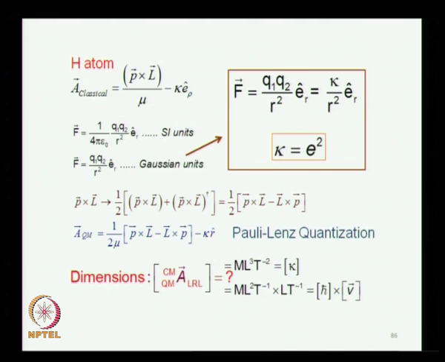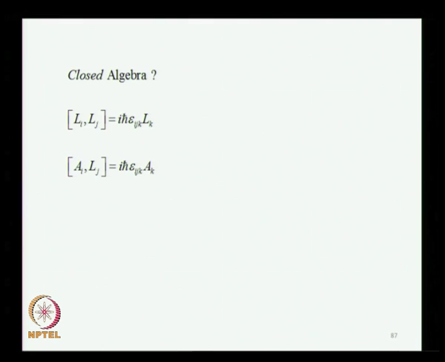So you all must keep track of that, because you will see different things in different books. It is basically the product of the angular momentum multiplied by linear momentum or linear momentum per unit mass, depending on which text you are following. We ask the question, if the components of the angular momentum and the components of the Pauli-Lenz operator, do they constitute a closed algebra?